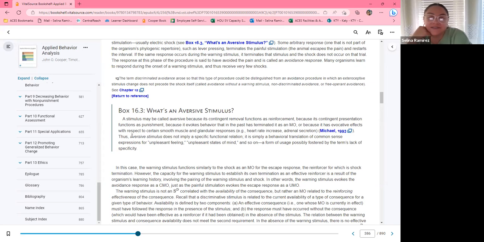Okay, so aversive is just something unpleasant, and the CMO-R is just think about your reflex or your response to something unwanted. That is the way I always remembered CMO-R, that I'm running away from something.